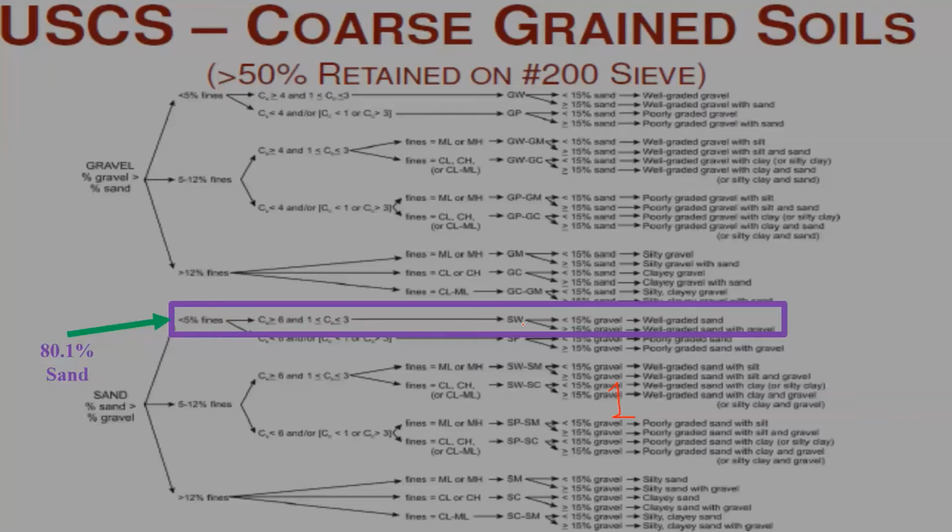So it's well graded sand. With less than 15% gravel, we have a well graded sand, so I can name it as SW. You can see this category and how it is categorized. You can check it over here.